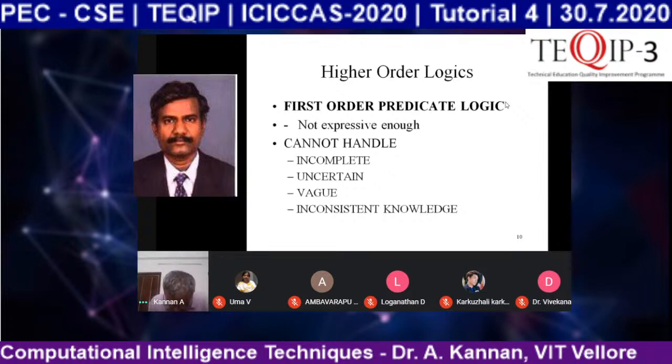People were using the first order predicate logic, and they were writing many expert systems. Many intelligent systems were developed for all type of applications. First order logic was used, but later on it was criticized by some researchers, and they told that it is not expressive enough like English language.